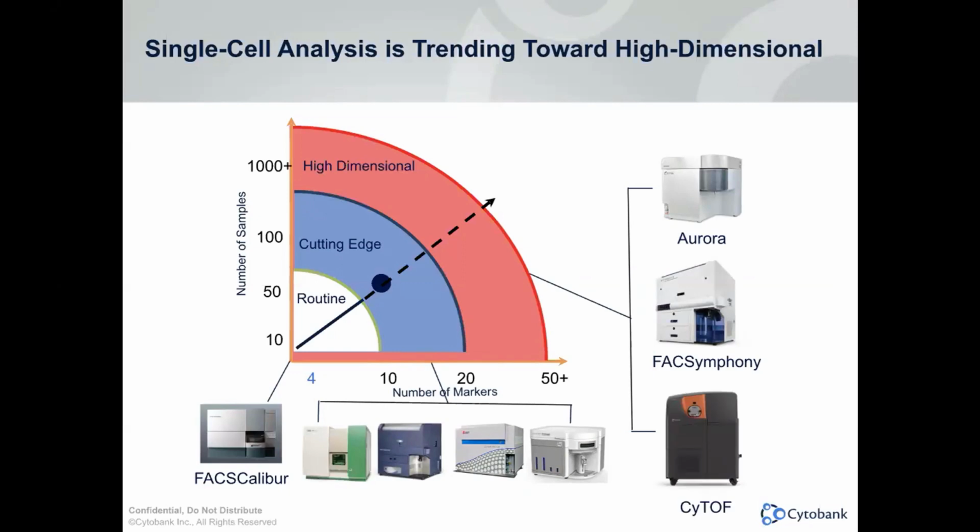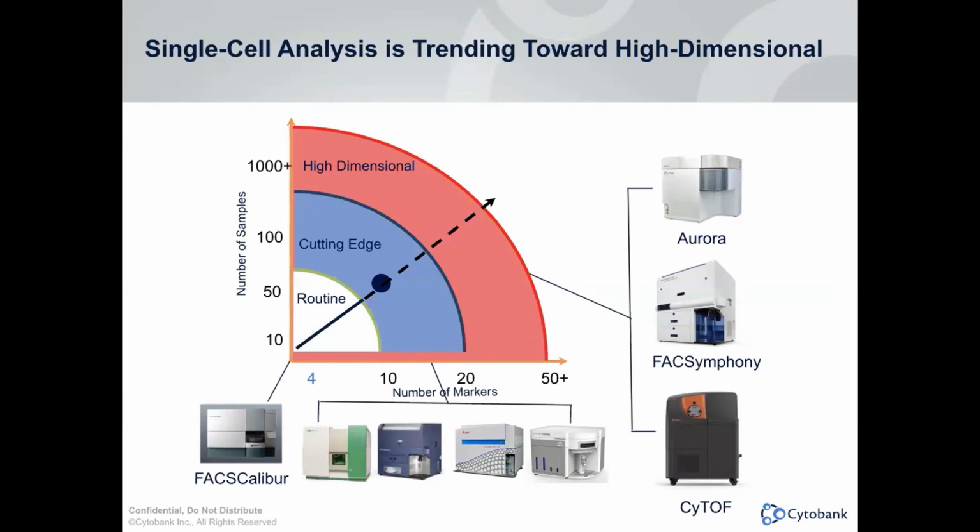And of course, with CyTOF, the combination of mass spectrometry and flow cytometry technology, which has really pushed the field of single-cell analysis toward high-dimensional. Theoretically, the latest Helios can measure up to 100 parameters. That's the number of channels available that you can use. And it has been routinely used to measure up to 50 parameters simultaneously.